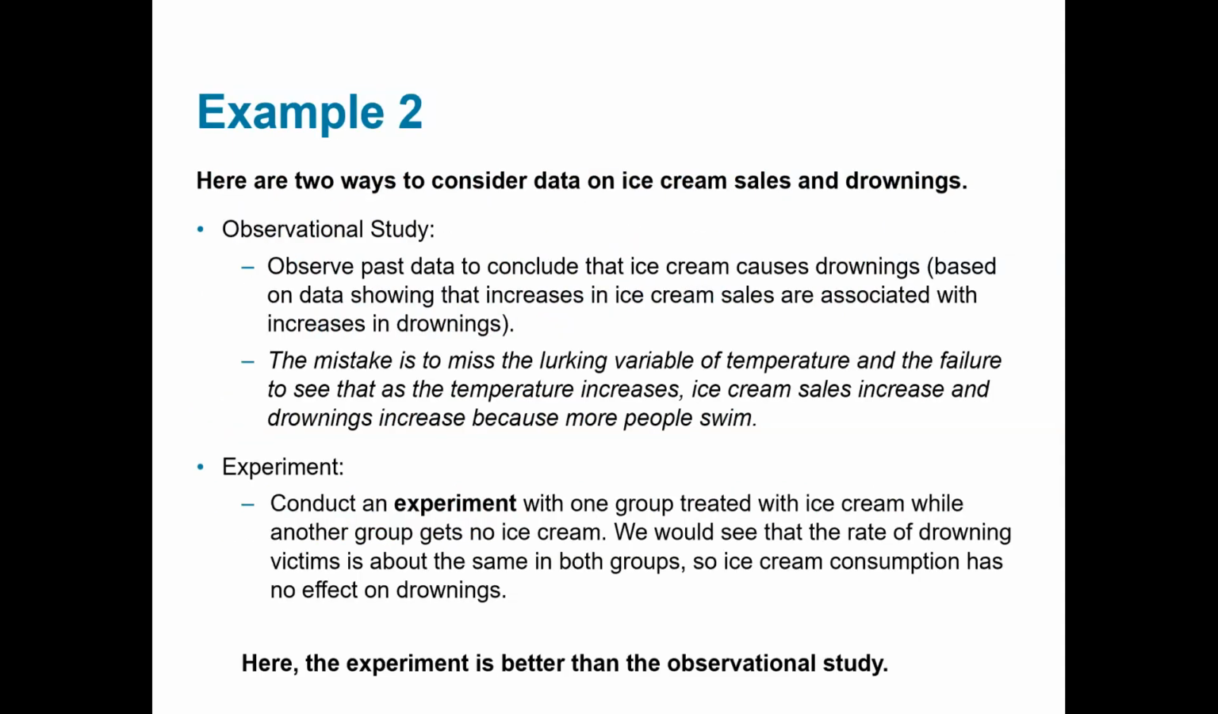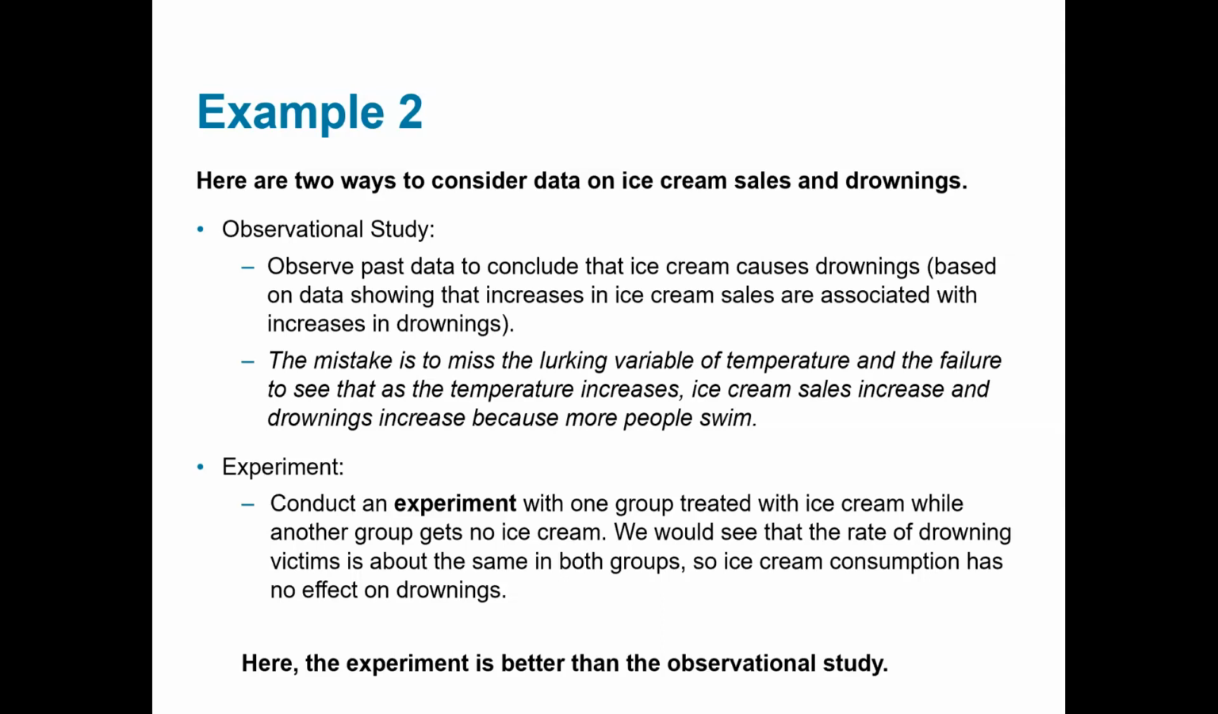So there are a couple different ways to consider data in general. So let's think about data on ice cream sales and drownings. And these are one of my favorite examples when it comes to correlation against causation, which we talked about in a previous example, is two things may be increasing or decreasing or have some sort of relationship, but one doesn't necessarily cause the other. So we talked about ice cream sales and drownings.